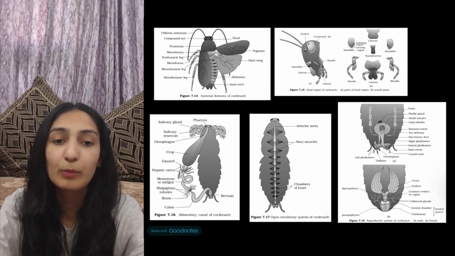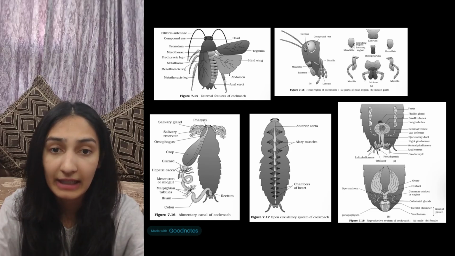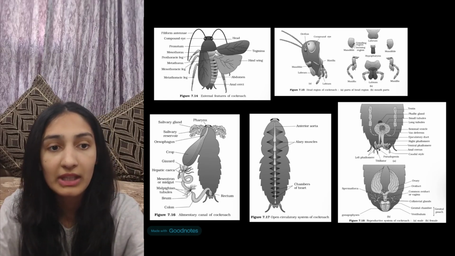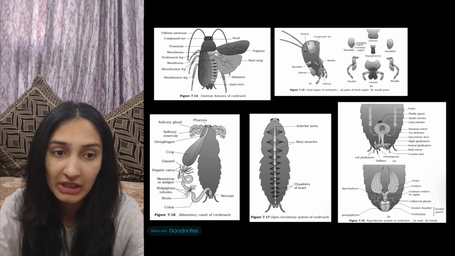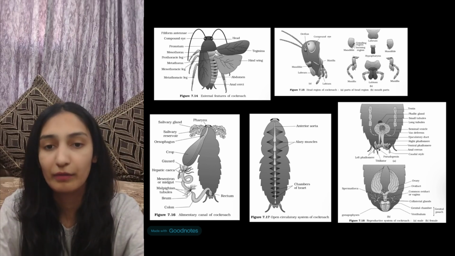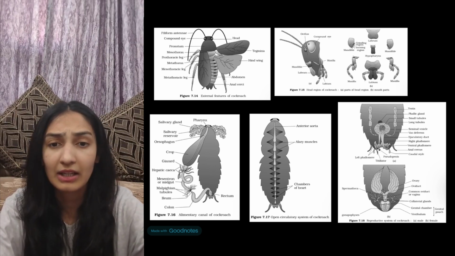Moving on, reproductive system of cockroach. A depicts male and B depicts female. So starting off with the male, we have testes, we have phallic gland, small tubules, long tubules, seminal vesicle, vas deferens, ejaculatory duct, right phallomere, ventral phallomere, anal cerci, caudal style, pseudopenis, titillator and left phallomere. You need to practice these by looking at them again and again and drawing.